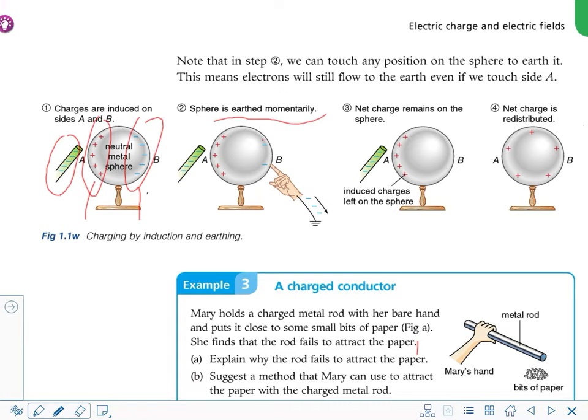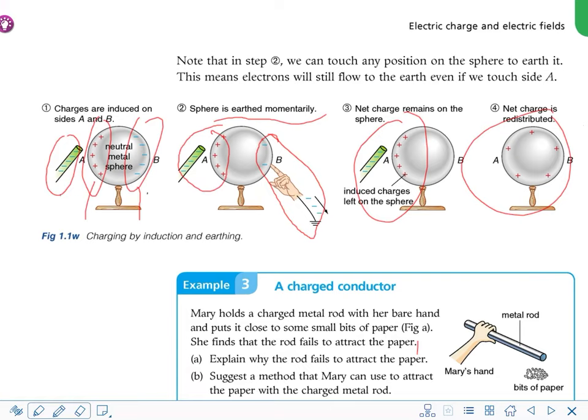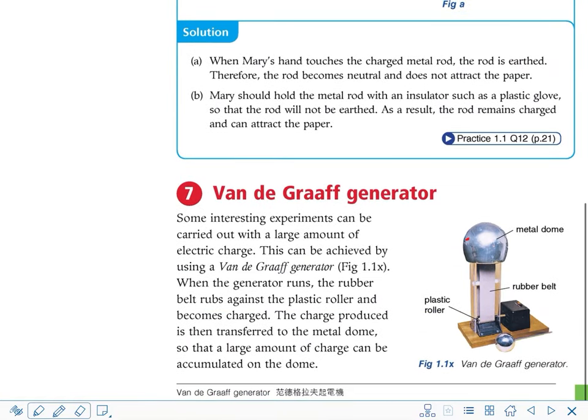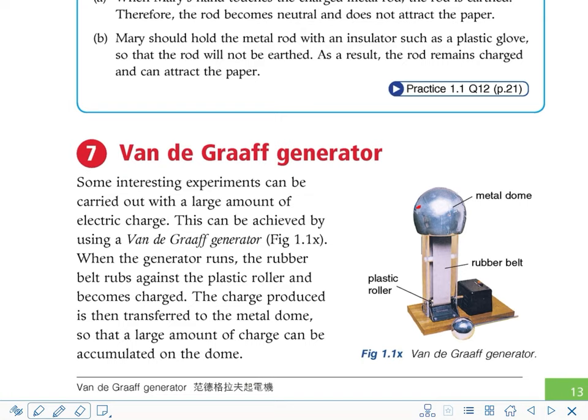The sphere is now earthed momentarily by our finger. So the negative induced charge would go away through our finger, while the positive induced charge is still attracted by the wall, so it cannot move away and cannot be neutralized. Now, step three, we only have positive induced charge in the sphere. Step four, if we move away the wall, the ball now only has positive charge. This is called charge by induction and earthing.